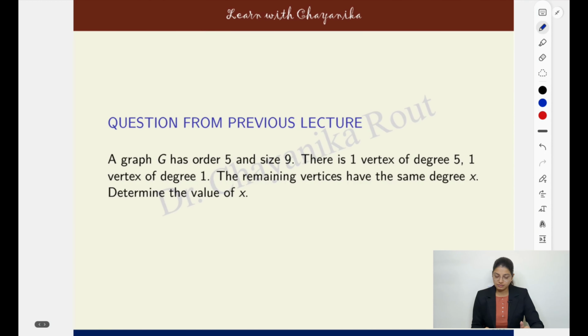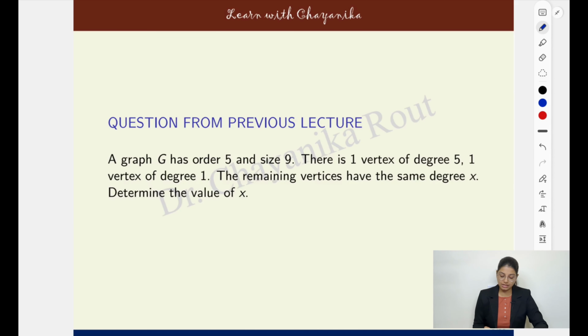Now, before I solve the problem, let us look into the question once again. The problem was, we are given a graph having order 5 and size 9. There is one vertex of degree 5, one vertex of degree 1, and the remaining vertices have the same degree x. So, our job was to determine the value of the variable x.